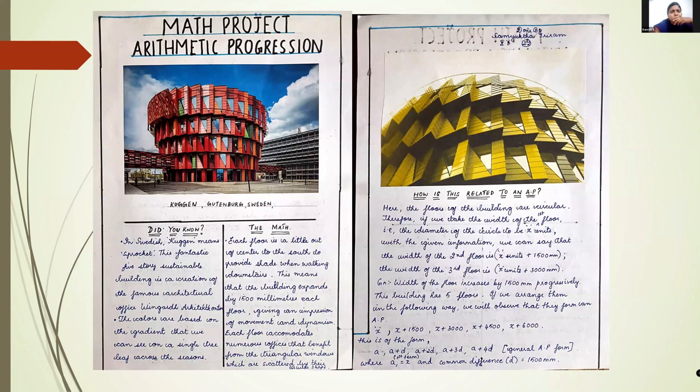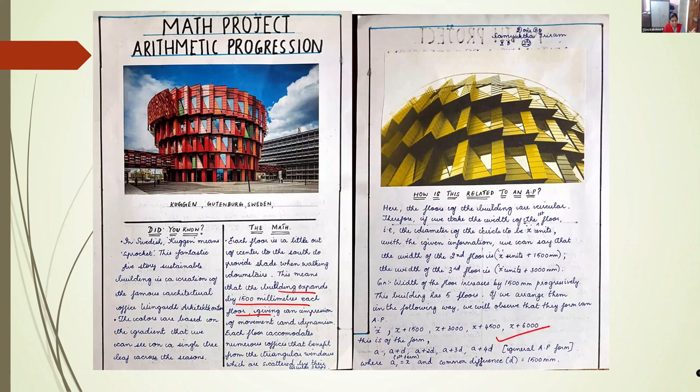Here you could see, not only drawing, some children are not good at drawing. What they will do is, whatever they see, the monuments or different buildings, from that they will find the AP. Here she has taken the Gutenberg Sweden building. She says the building expands by 1,500 millimeter on each floor. So the floors form an AP.